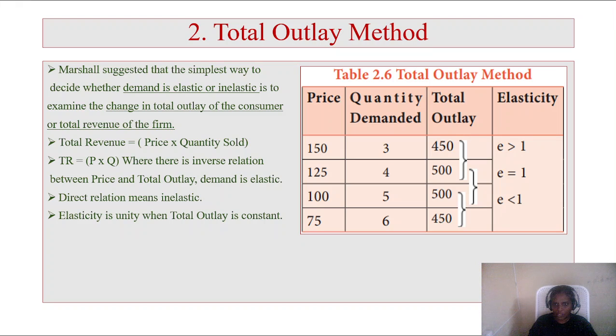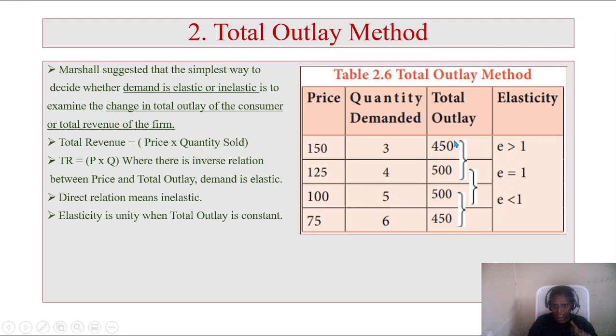How much are you spending? You are spending 450 rupees to purchase 3 units of the commodity. At the same time, if the price of the commodity decreases to 125 rupees, you will purchase 4 ice creams, and for that you are spending 500 rupees. Now you see, if the price decreases, the quantity demanded increases. We all know that when the price falls, the demand increases.